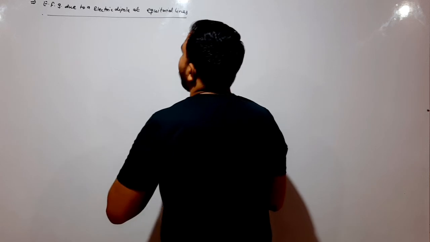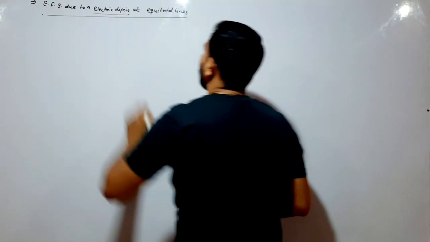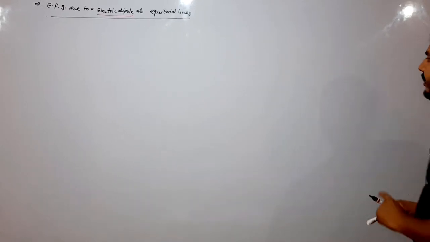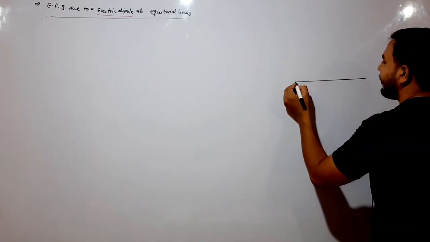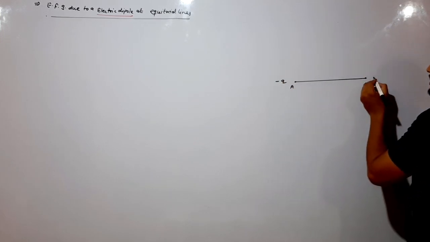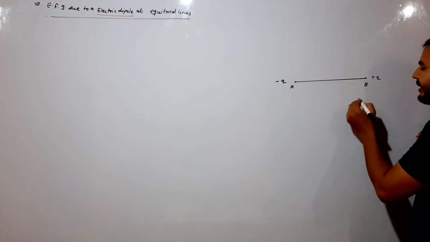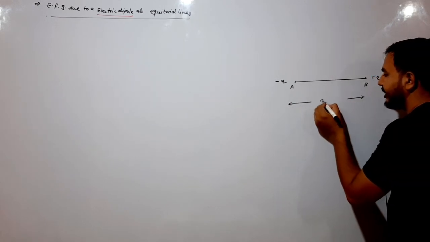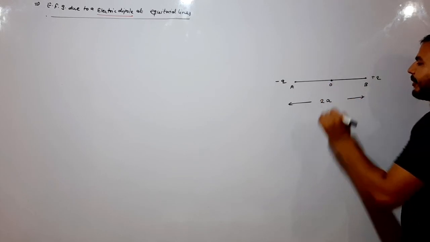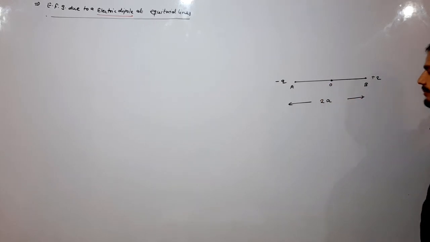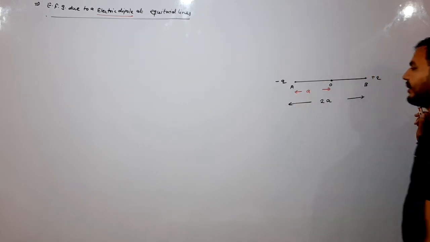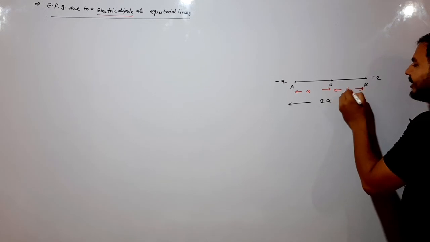That electric dipole. We consider that this is an electric dipole. This point is A, this point is B. Minus q charge is present here, plus q charge is present here. Distance between both the charges in the electric dipole is 2a. Hence, the midpoint of the electric dipole is O. Clear? So, distance between O to A is small a, O to B is small a.